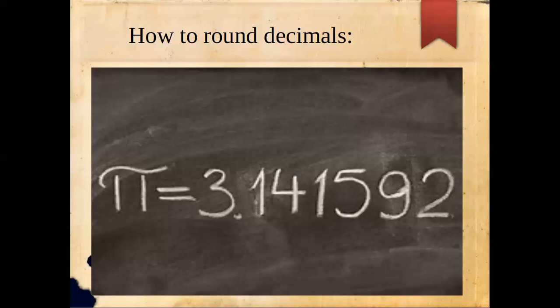So 3.14, and what do we have after that? 5, which is 5 or higher, so we round up 1. So 3.142. What if the question asks us to round this to 1 decimal place? We look at the first decimal place, which is 1, then the one after it, which is 4. 4 is lower than 5, so it's just going to be 3.1 as our answer.